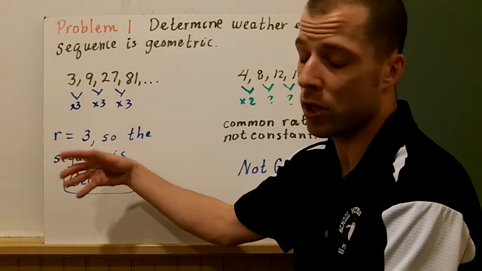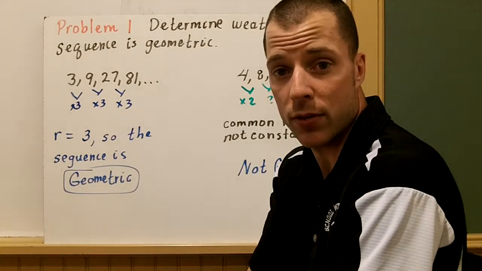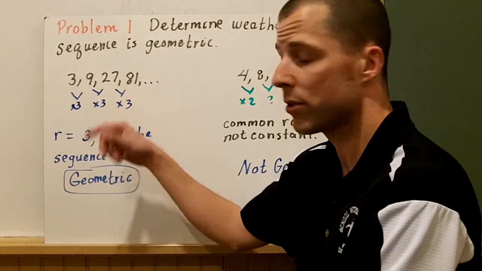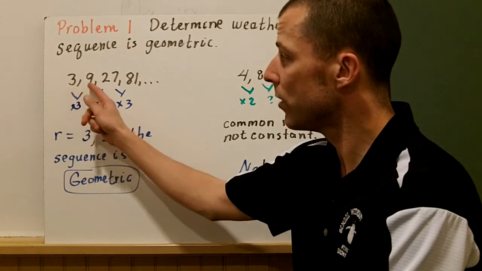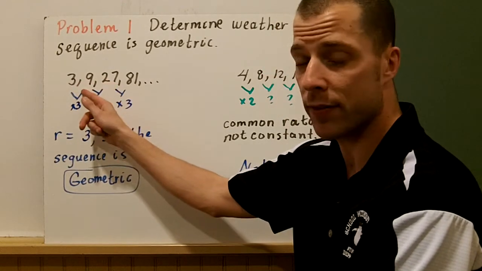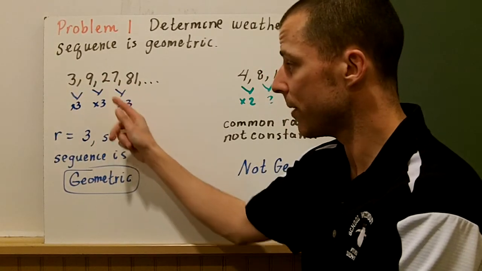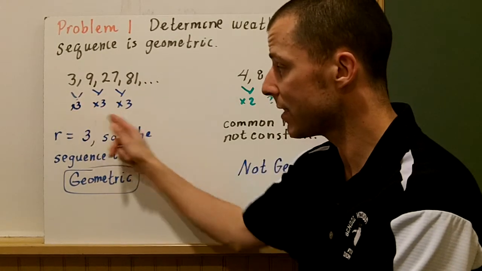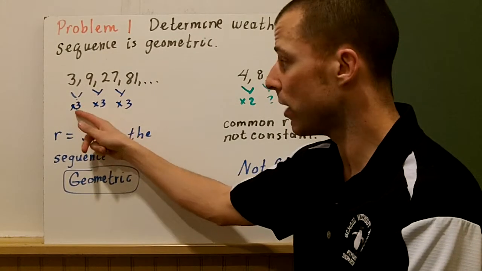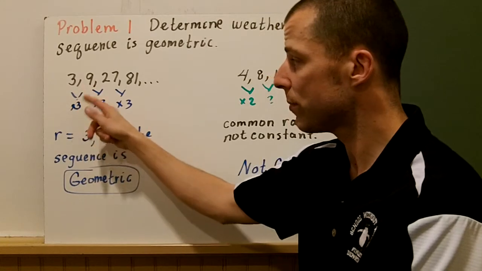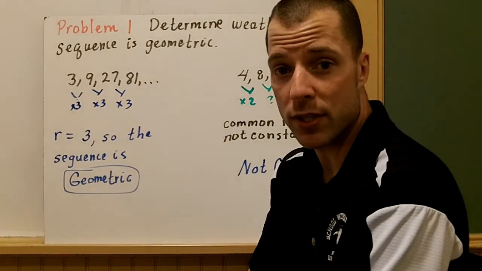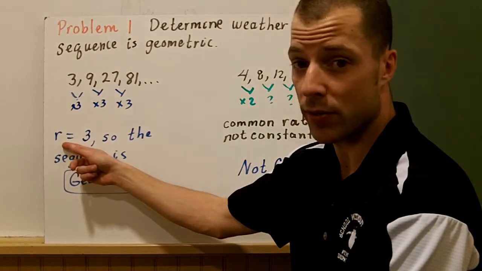In this case, the ratio we're looking at is 3. Okay, so it depends on which numbers you're dividing, but if we go 9 divided by 3, we get 3. 27 divided by 9 is 3. 81 divided by 27 is 3. That number is constant. You're not adding, you're multiplying. So because we multiply, we get a geometric sequence, and the common ratio is 3.